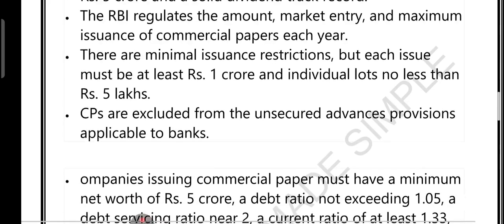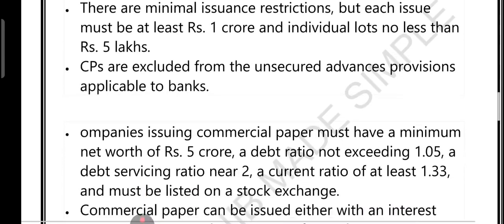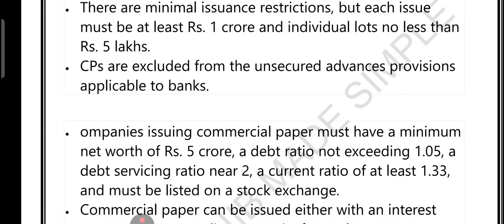And remember, CPs are not treated as unsecured bank advances, they are regulated separately. So whether you are maintaining a healthy credit score or understanding how big firms raise fast cash, these concepts are key to mastering financial literacy.